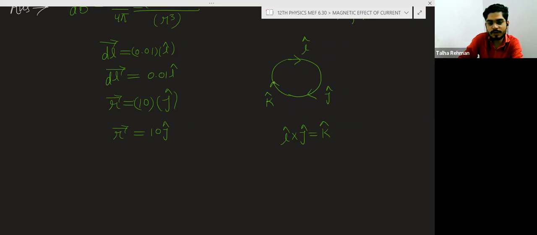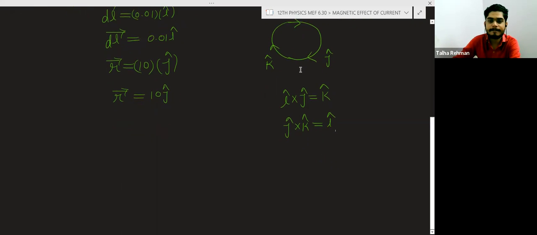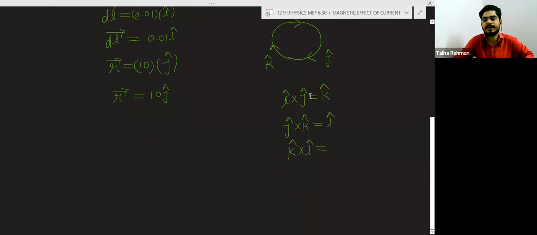If you want to find J cross K, just come to J and move towards K. J to K, and you will get this I vector, means I cap. If you want to find K cross I, then how you will find? First go to K and move in the circle, move on the circular path. K, I, and the next unit vector will be the answer, J vector, J cap, sorry.